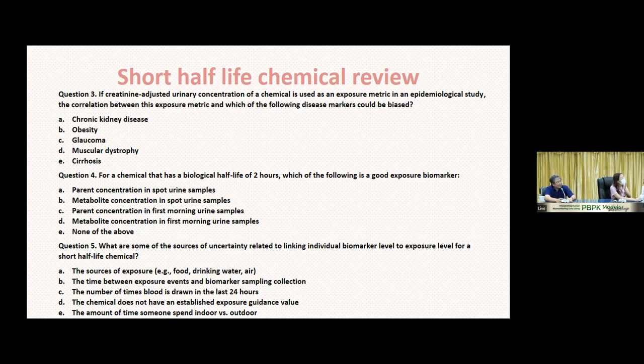Okay, question 4. For a chemical that has a biological half-life of 2 hours, which of the following is a good exposure biomarker? A. Parent concentration in spot urine sample. B. Metabolite concentration in spot urine sample. C. Parent concentration in first morning urine sample. D. Metabolite concentration in first morning urine sample. And E. None of the above.